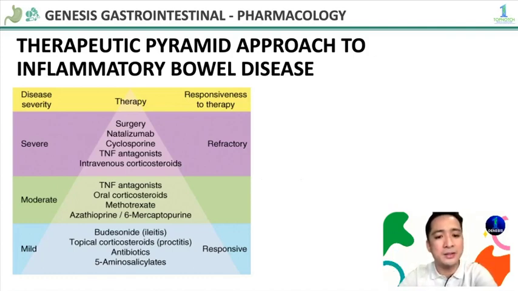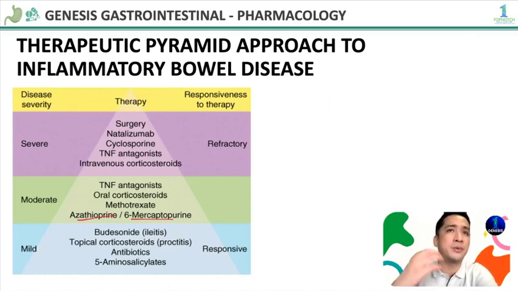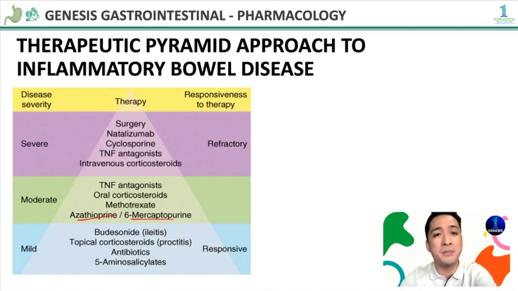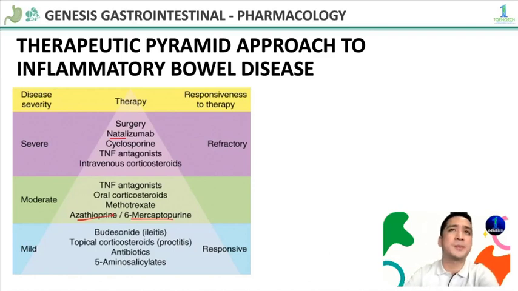We see here in mild responsive cases, we start with budesonide, a steroid, we have topical corticosteroids, antibiotics, and your 5-ASA. When it becomes moderate, we have your azathioprine, your 6-mercaptopurine, a purine analog. We have the DMARD methotrexate, the first-line DMARD of choice for rheumatoid arthritis, oral corticosteroids, and your tumor necrosis factor antagonists. Then we have immunomodulators, natalizumab, cyclosporine, followed by surgery in refractory cases.